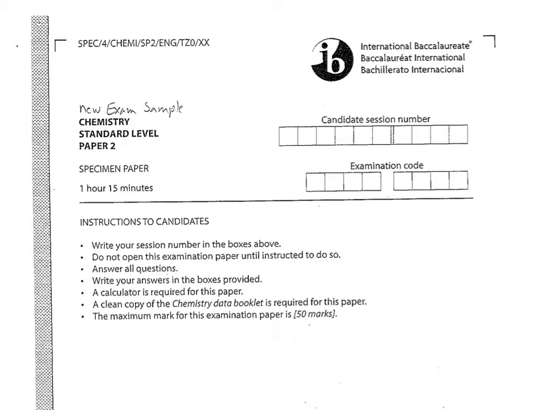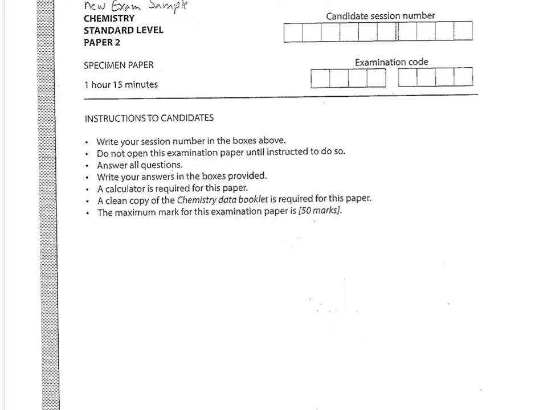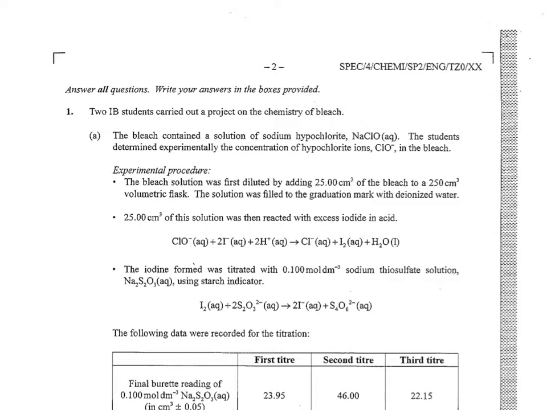Welcome. In this video, I'm going to start going through the paper 2 questions from the new exam started in 2016. So it's still 50 questions, and if we move on to the second slide here, it starts with an experiment. They're talking about 2 IB students carried out a project. They're telling you about this titration they do. Appears to be some redox going on.